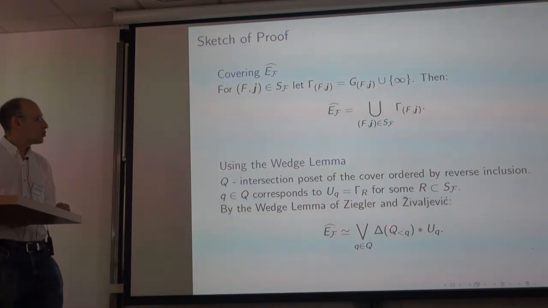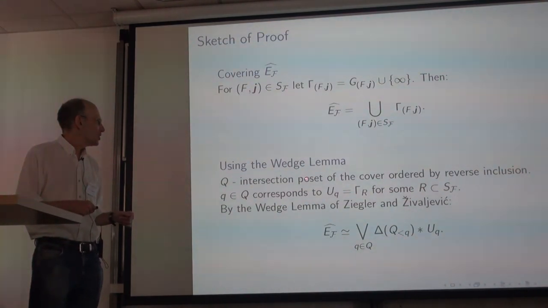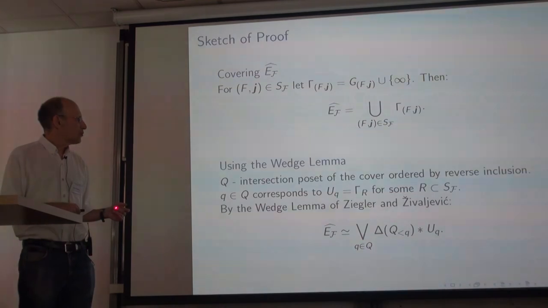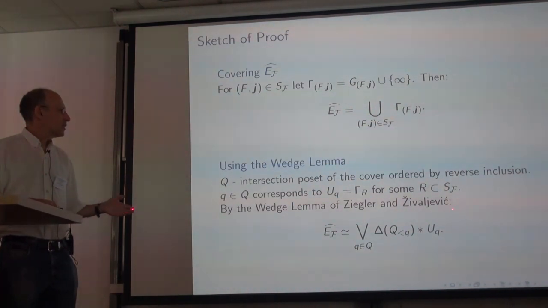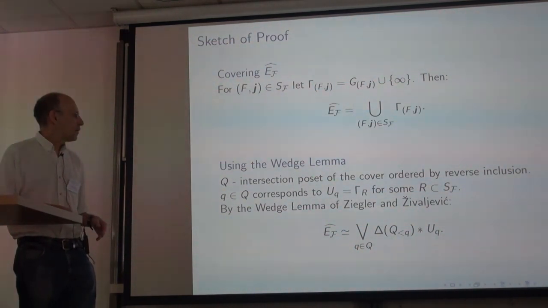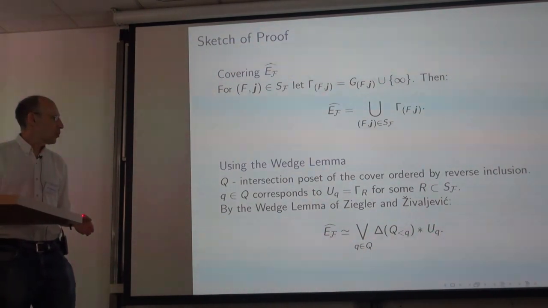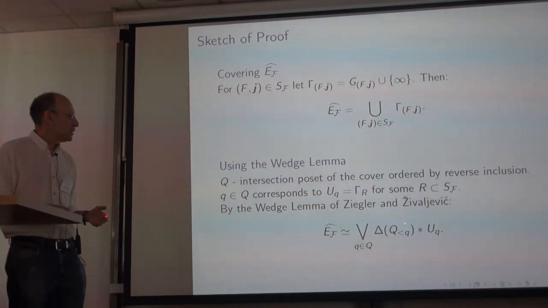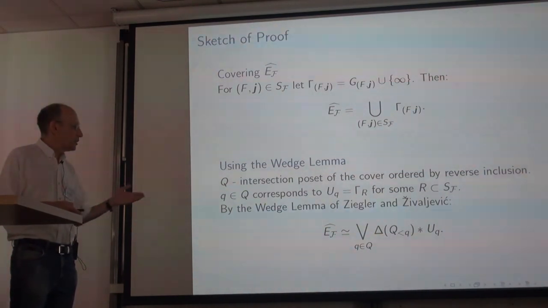a wedge of the order complex of the interval (Q_min, Q), where Q is in the intersection poset, joined with U_Q, which is the intersection corresponding to Q of the Γ_FJ. Now, one has, of course, to check that it is legitimate to use this wedge lemma. And the main point later is just to identify the elements here. What is this order complex and what is this U_Q? U_Q turns out to be a sphere of high dimension, and this Δ_Q corresponds to some order complex of a matroid that appears in the formula.